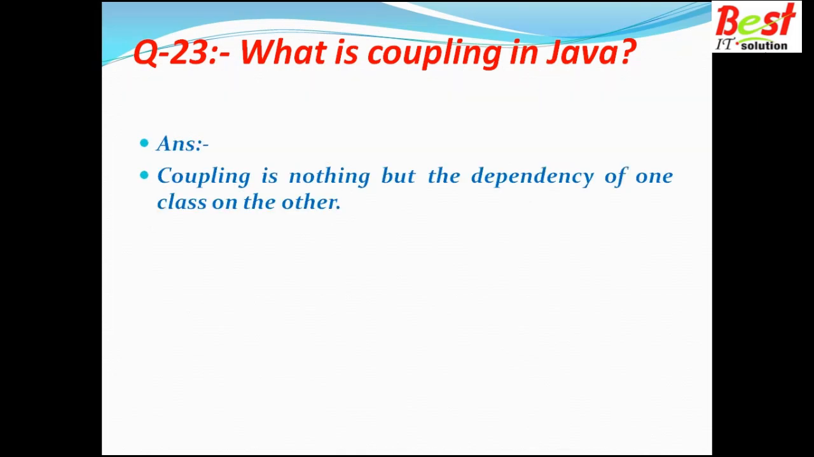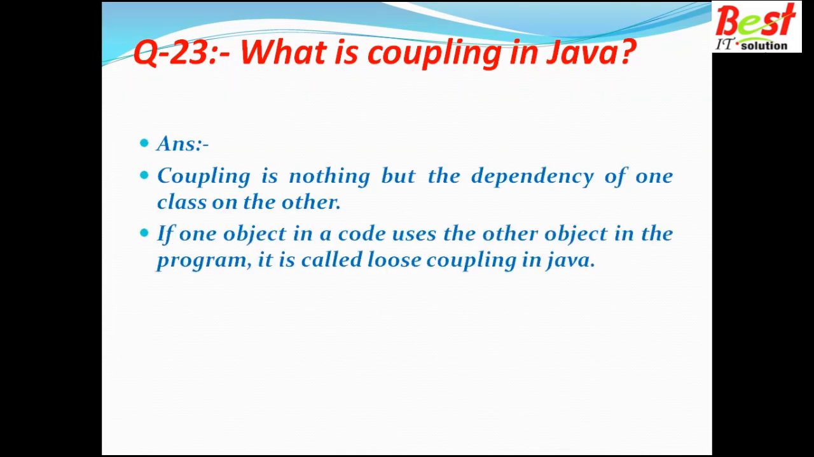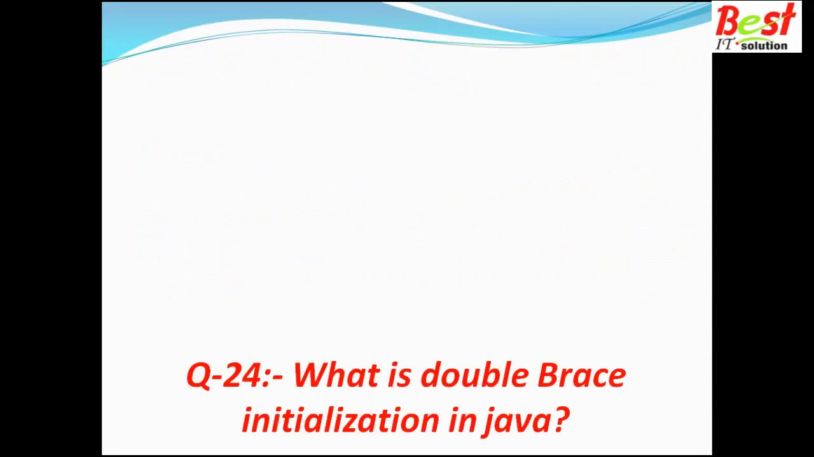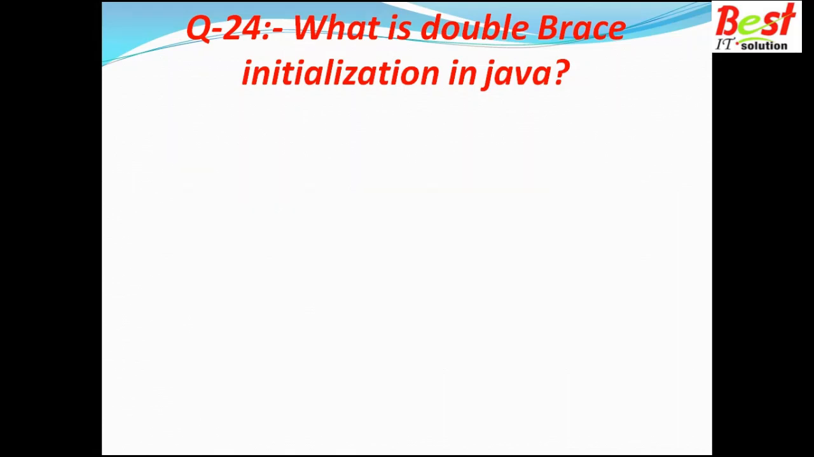What is coupling in Java? Coupling is the dependency of one class on another. If one object in a code uses another object in the program, it is called loose coupling in Java. There is also tight coupling.